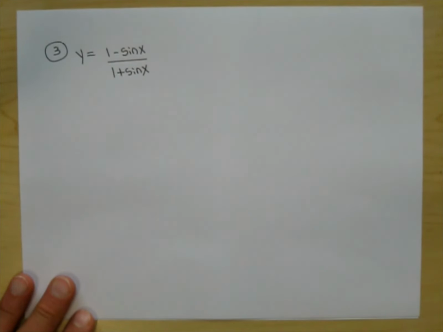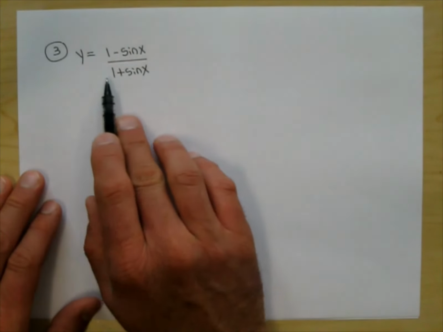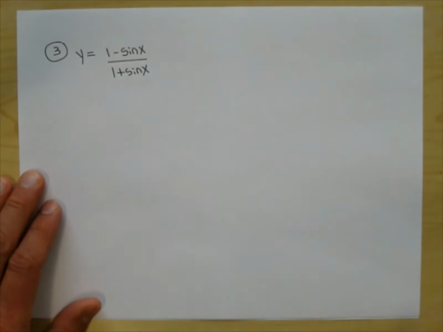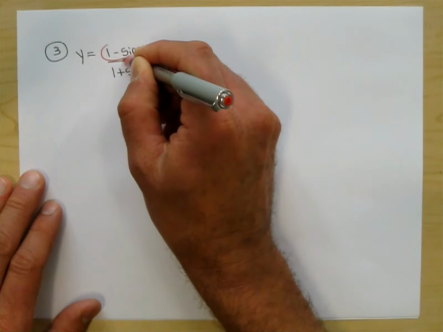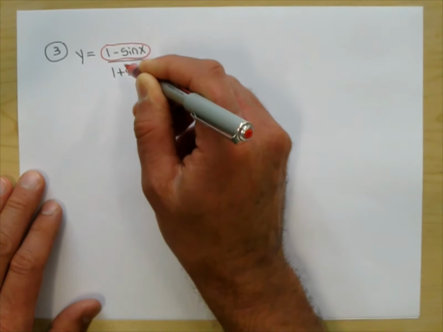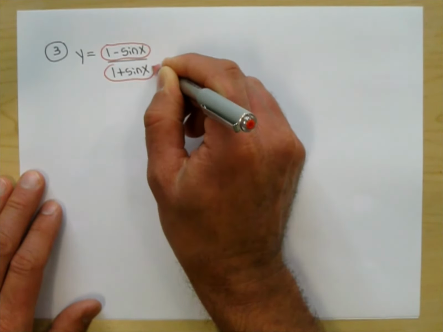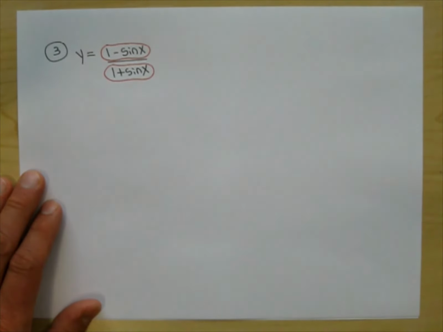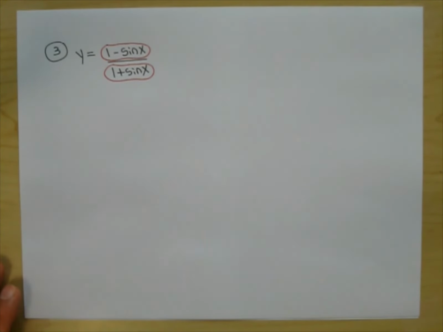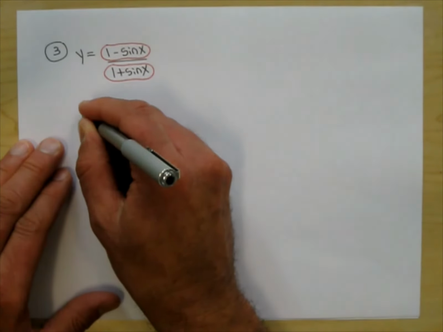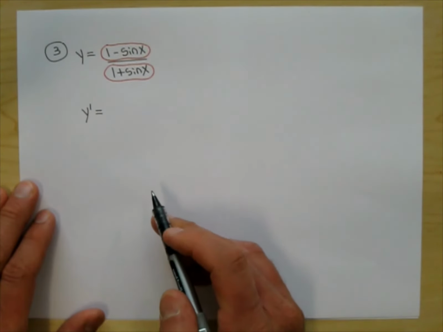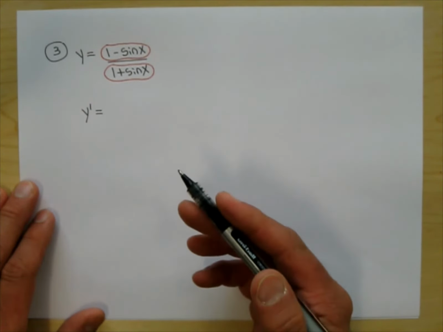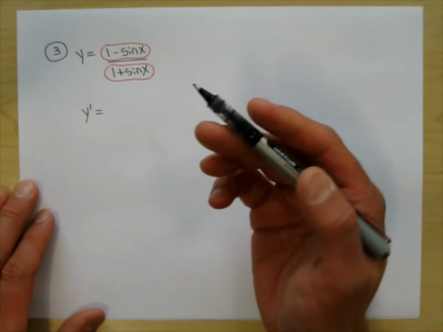Here's problem number 3. Find the derivative of this function. Well, now we have a quotient. There's the top. There's the bottom. Consider pausing the video and seeing if you can do this one on your own. Okay, so we have the derivative. So I'll go ahead and verbally say what I'm going to do, but I'm not going to write f prime and g and all that stuff.